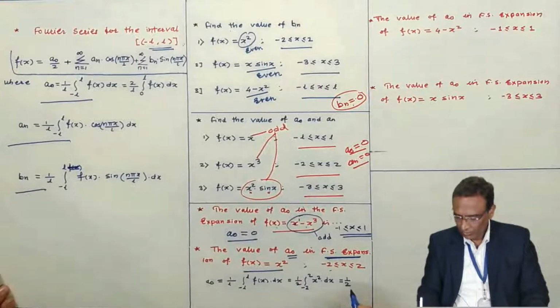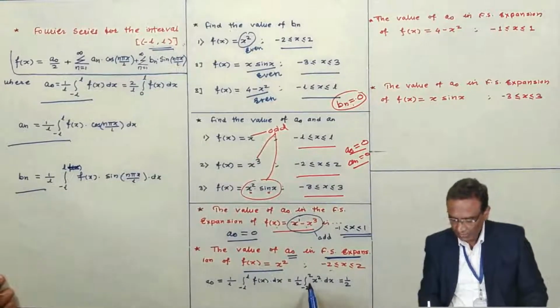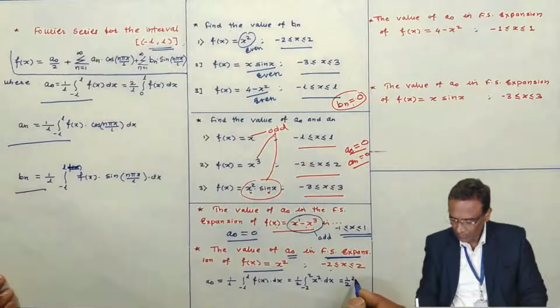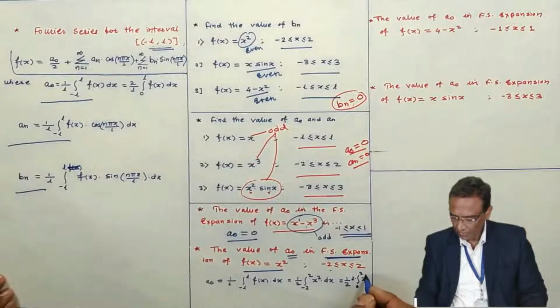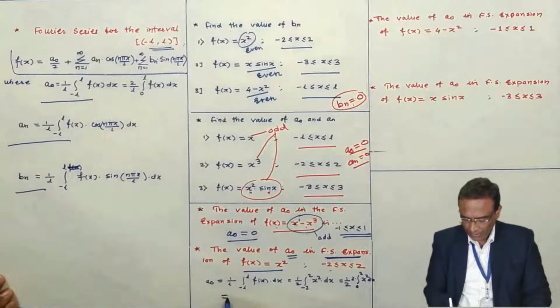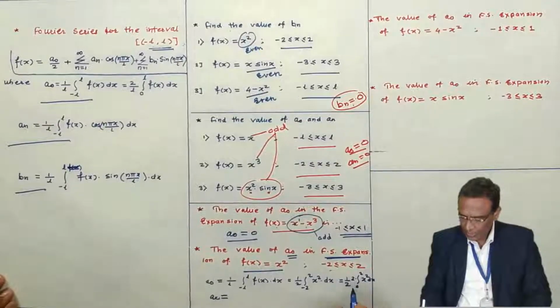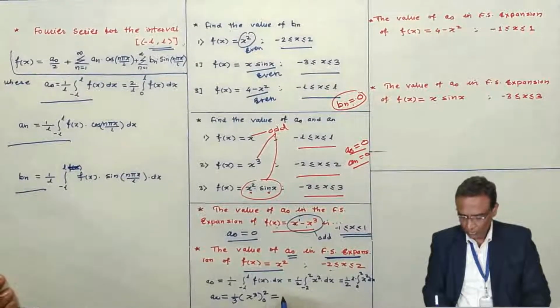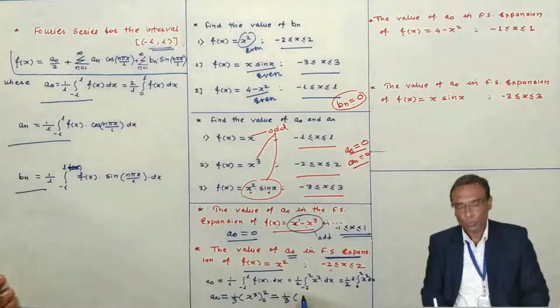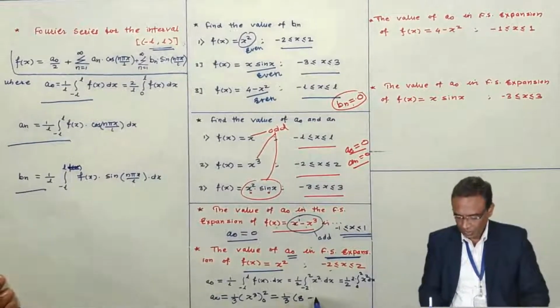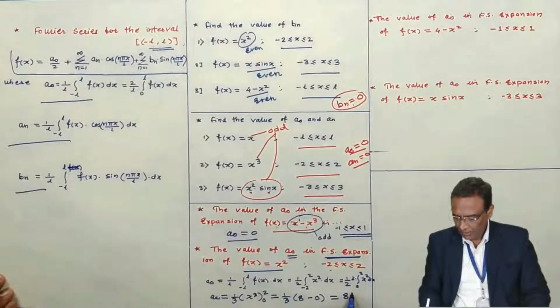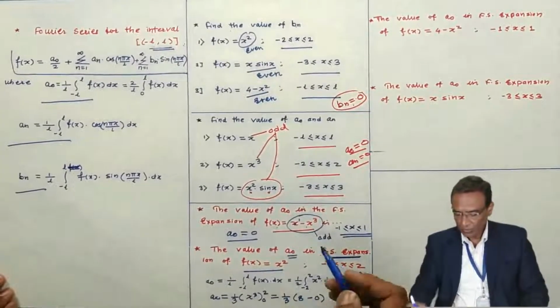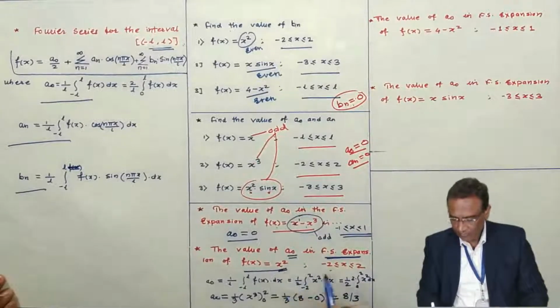Now 1 by 2, by the property of definite integral, even function from minus a to a is 2 times. Okay, without using the property of definite integral, you can also solve. x squared, and the integral of 2 gets cancelled. Integral of x squared is x cubed by 3, lower limit 0, upper limit is 2. Put x equal to 2, means 2 cubed is 8, 0 cubed is 0, so 8 by 3 is the value of a0 for this function for this range.